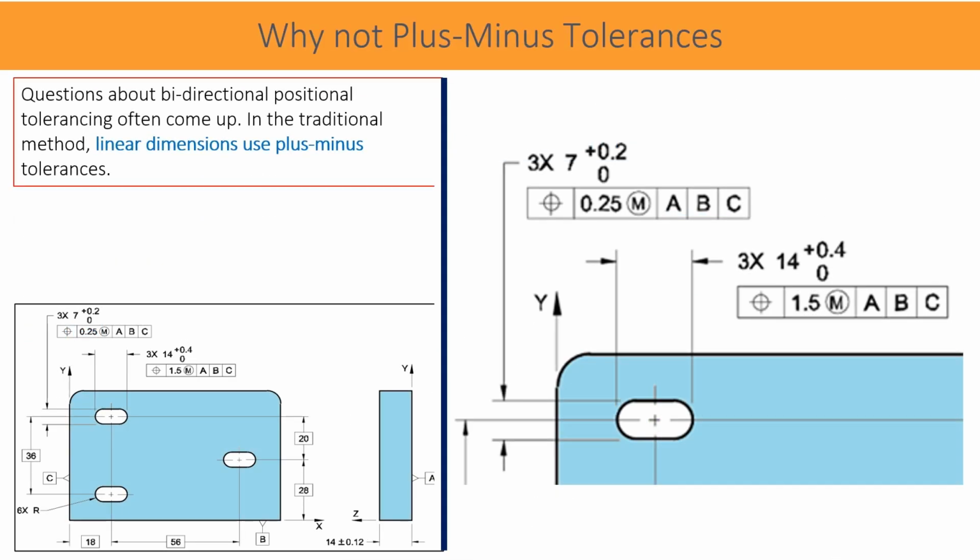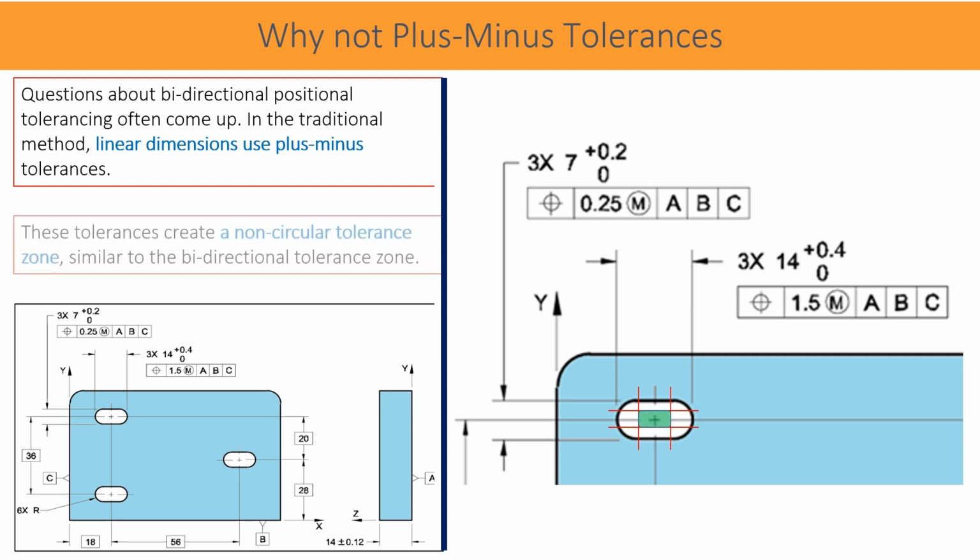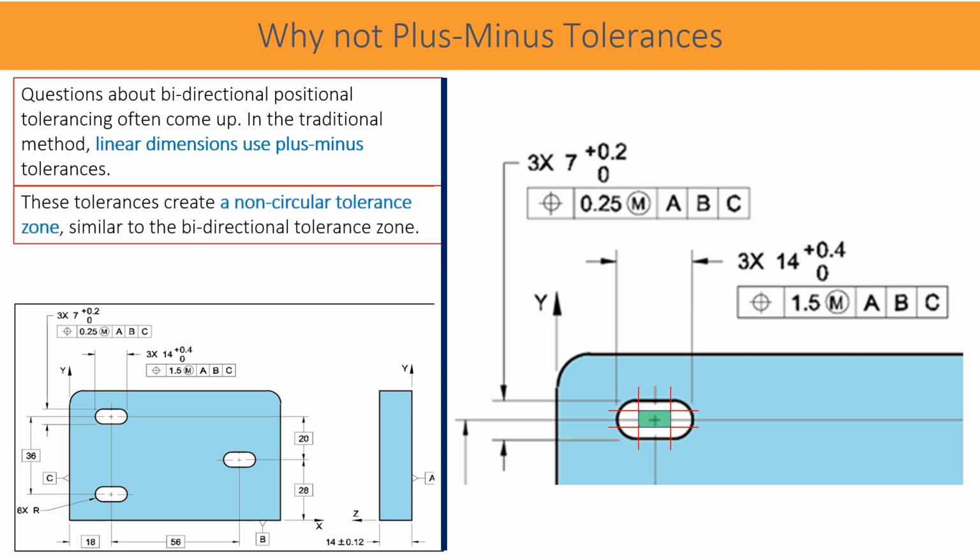Questions about bidirectional positional tolerancing often come up. In the conventional method of tolerancing, linear dimensions use plus-minus tolerances. These tolerances create a non-circular tolerance zone, similar to the bidirectional tolerance zone. Therefore, the obvious question is why use a positional tolerance frame in different directions?